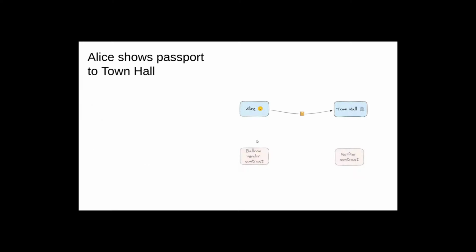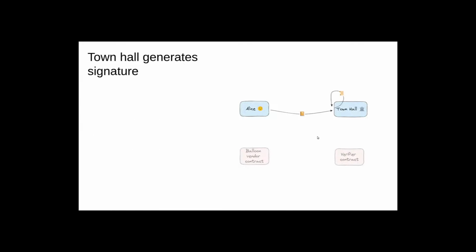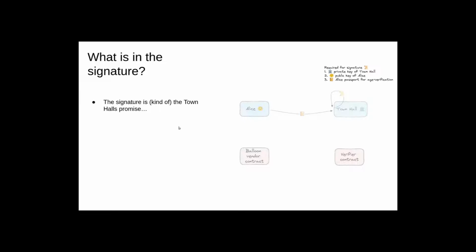How it works, and this is also shown if you click through the app, is that Alice goes to the town hall and shows her passport. She has to go there physically. The town hall checks that her passport is valid and that Alice indeed has the birth date that she claims. She also has to prove that she has a specific public key, her wallet address. They then generate a signature, which you can see as a promise that the town hall says Alice has a specific birth date and owns a specific public key.